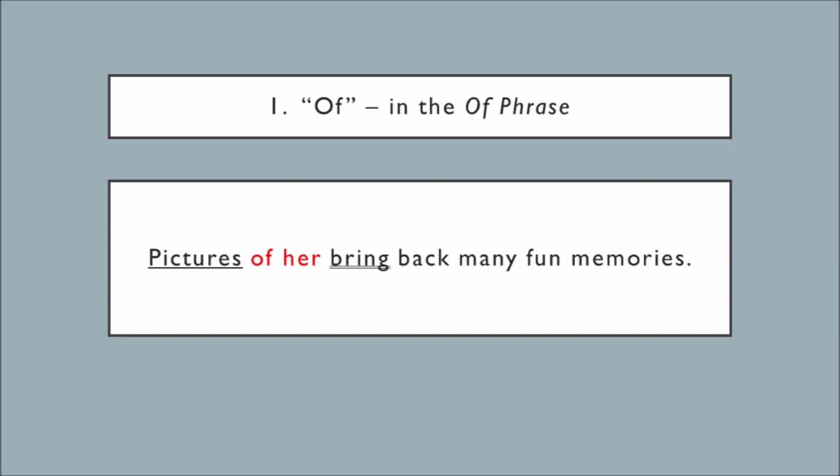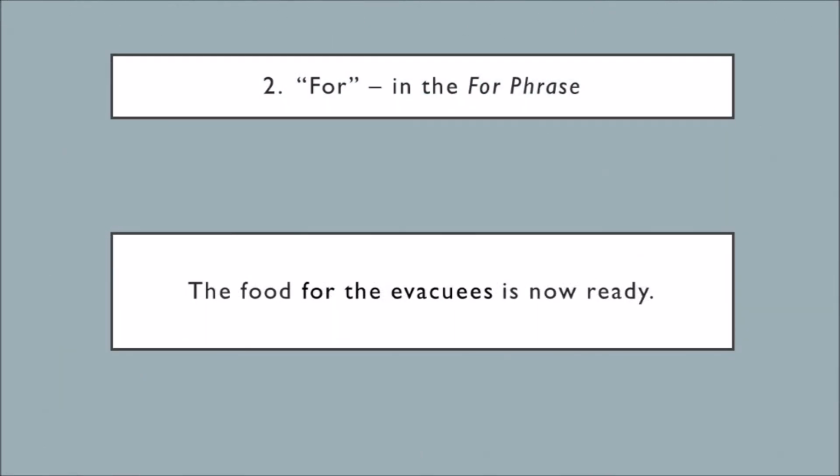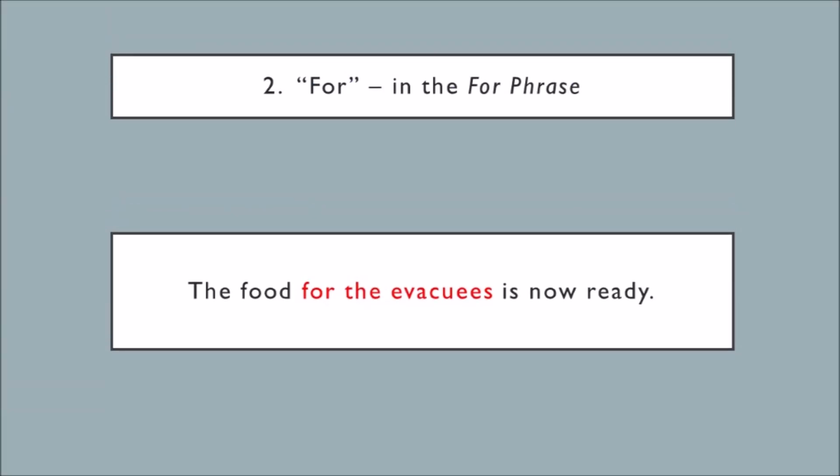Our next phrase and word signal are for in the for phrase. Like the of phrase, the for phrase is also found between the subject and the verb. Again, creating the tendency to mislead you to the wrong noun as the subject. Given this sentence, can you identify the for phrase, the subject, and the verb? The food for the evacuees is now ready. If I break it down like this, can you analyze each part yourself?